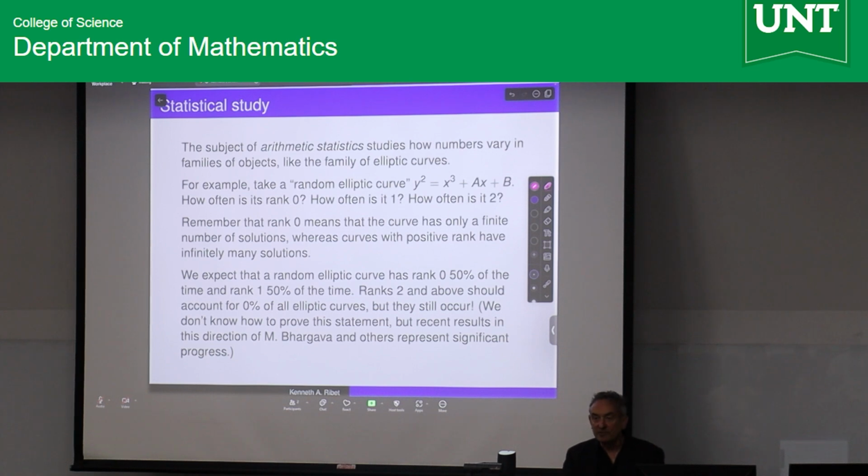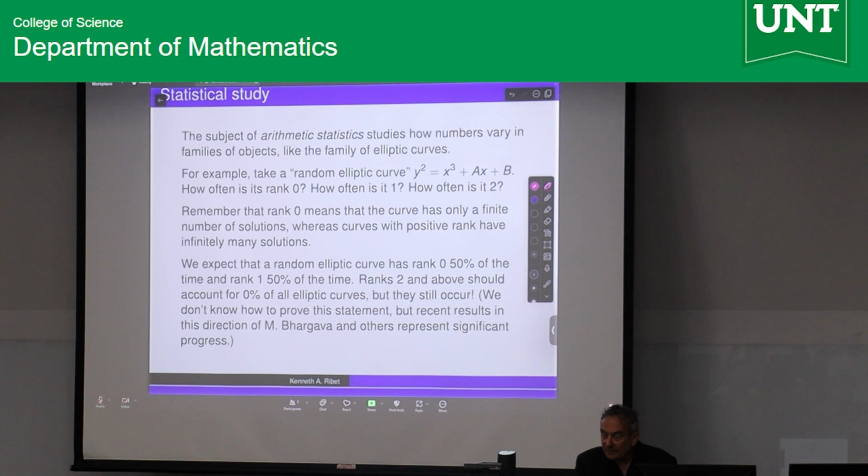And the percentage of the ranks bigger than 1 are very close to 0%. There are these things that are just very, very sporadic. And if you try to take averages, they're just overwhelmed by the curves of rank 0 and 1. And so that's a conjecture. That's a real conjecture, that as you go through the family of elliptic curves, half the rank should be 0, half the rank should be 1. The average rank should be a half, the average of 0 and 1.